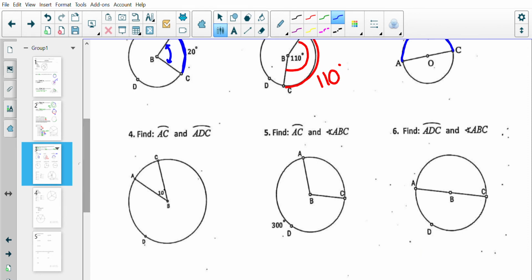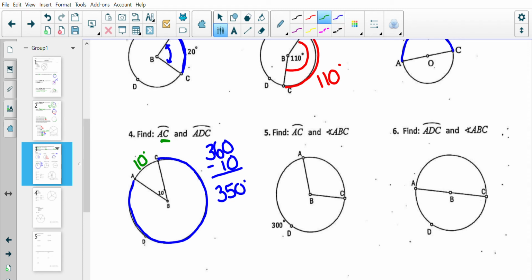Okay, let's keep going. So here we have find arc AC and find arc ADC. So I'm going to start with AC first. If you see the central angle ABC, central angle ABC is 10 degrees, so arc AC is 10 degrees. Now we want to find the major arc that goes with arc AC. So the major arc is going to be 360 minus 10, which is 350 degrees.